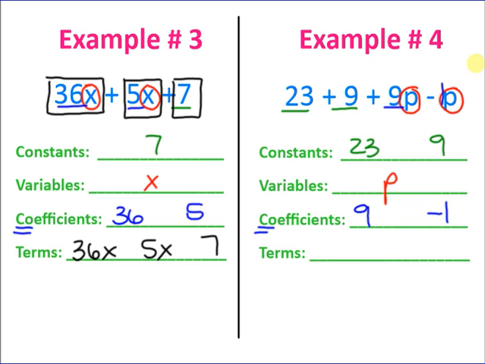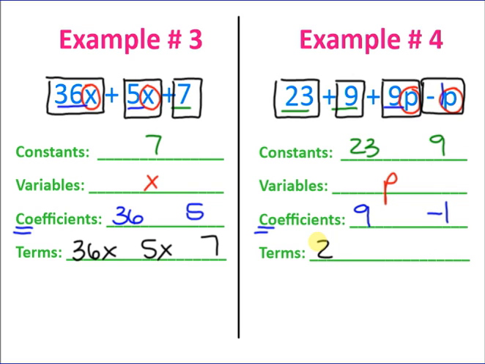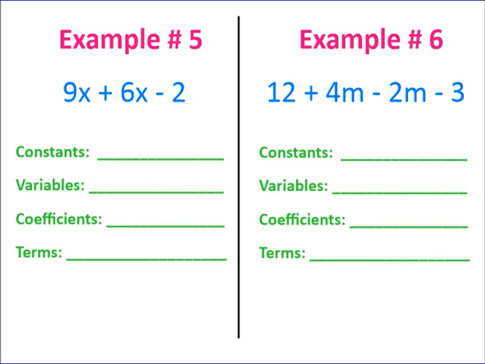Okay? Last but not least, what are my terms? I like to box them off. And I'm going to pause before I get to the last one. When you have a minus sign, the minus sign is part of your term. So when I go to write my terms, it's 23, 9, 9p, and negative p, or negative 1p, if that makes you feel better. That minus sign acts as a negative. It's very important. Let's try another example.